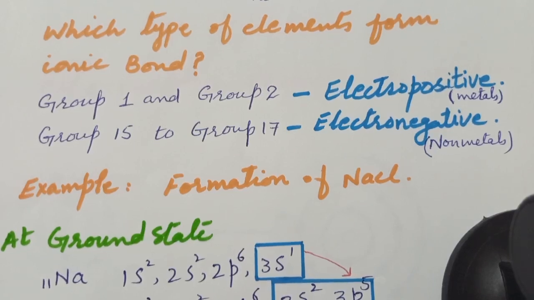Groups number 15, 16 and 17 are non-metals and they have the tendency to accept electrons and they are electronegative. When the elements of these two groups, electropositive and electronegative, are allowed to react, they will form the ionic bond. To understand this fact, we take the example of the formation of sodium chloride.